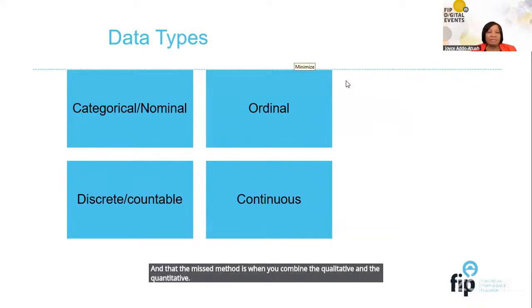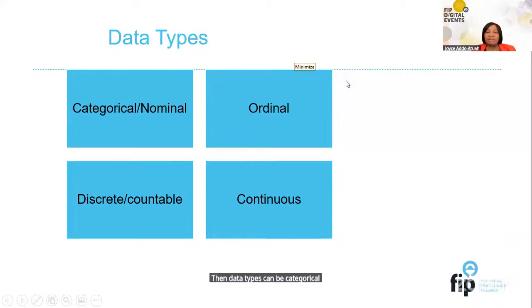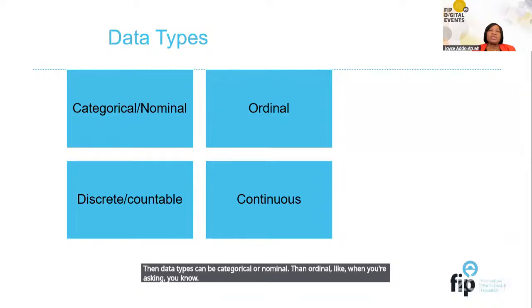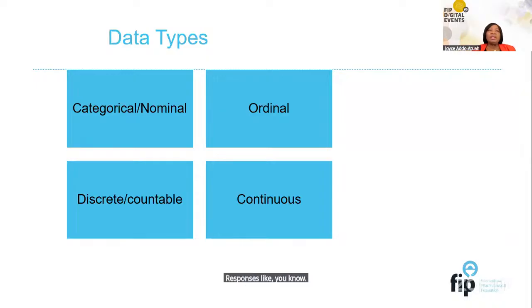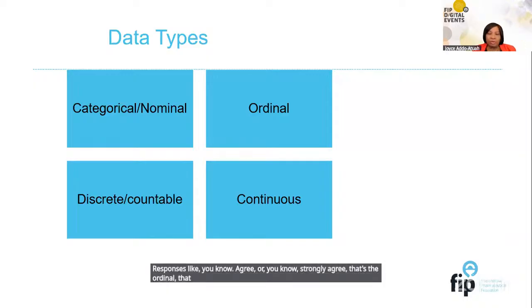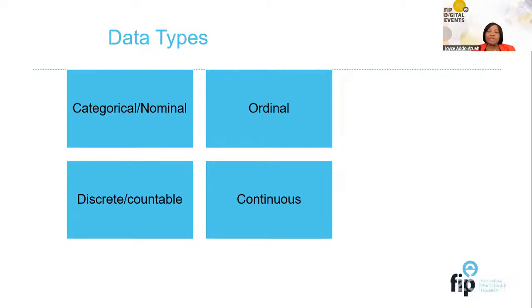Then data types can be categorical or nominal. Then ordinal, like when you're asking for responses like agree or strongly agree, that's ordinal. Then there are discrete or countable variables, and then continuous, where it can be measured over time. Next slide, please.